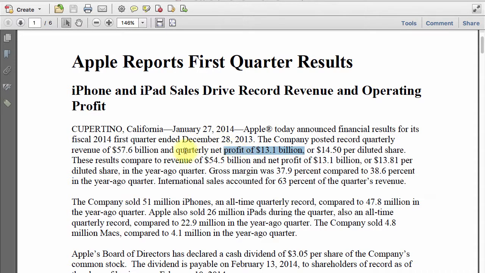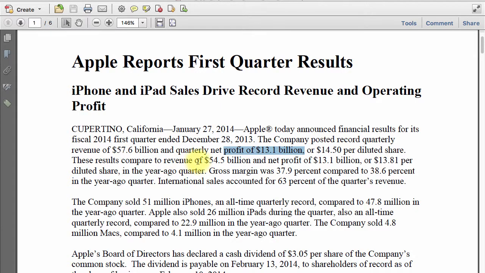Remember, profit is how much revenue they get minus all the costs. So if we do a simple subtraction problem, we can start to see, wow, they made a lot of money coming in, but it cost a lot. But they still profited 13.1 billion. That's pretty good, right? Or 14.50 per diluted share. Now we're getting into a little bit of stocks here.